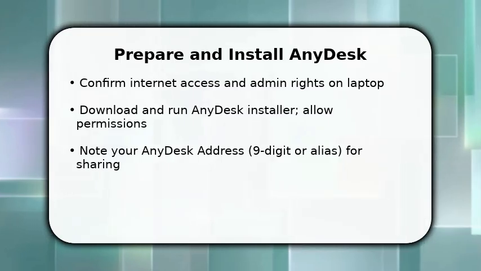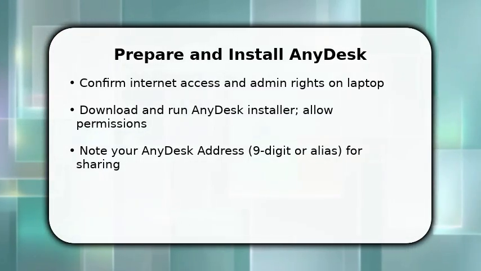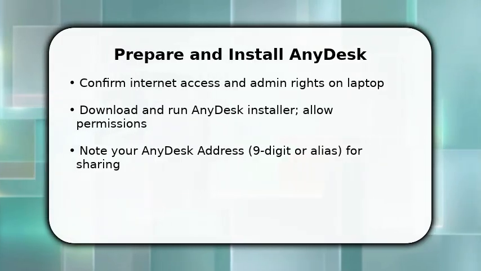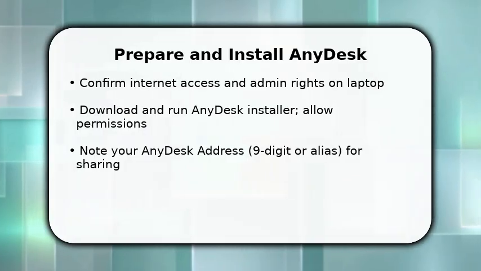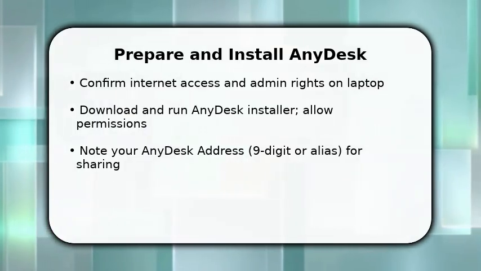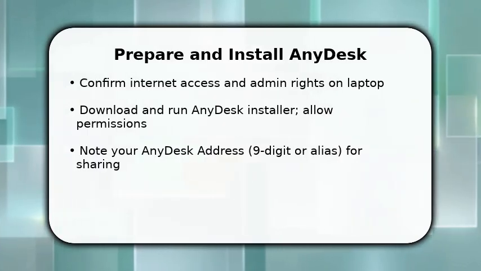Enjoy the video. You start by confirming internet connectivity and administrator access so nothing blocks installation. Once done, download and run the Anydesk installer and accept prompts. This registers the client. Make sure to note the 9-digit address or custom alias shown in the app. You will share that with the person connecting.